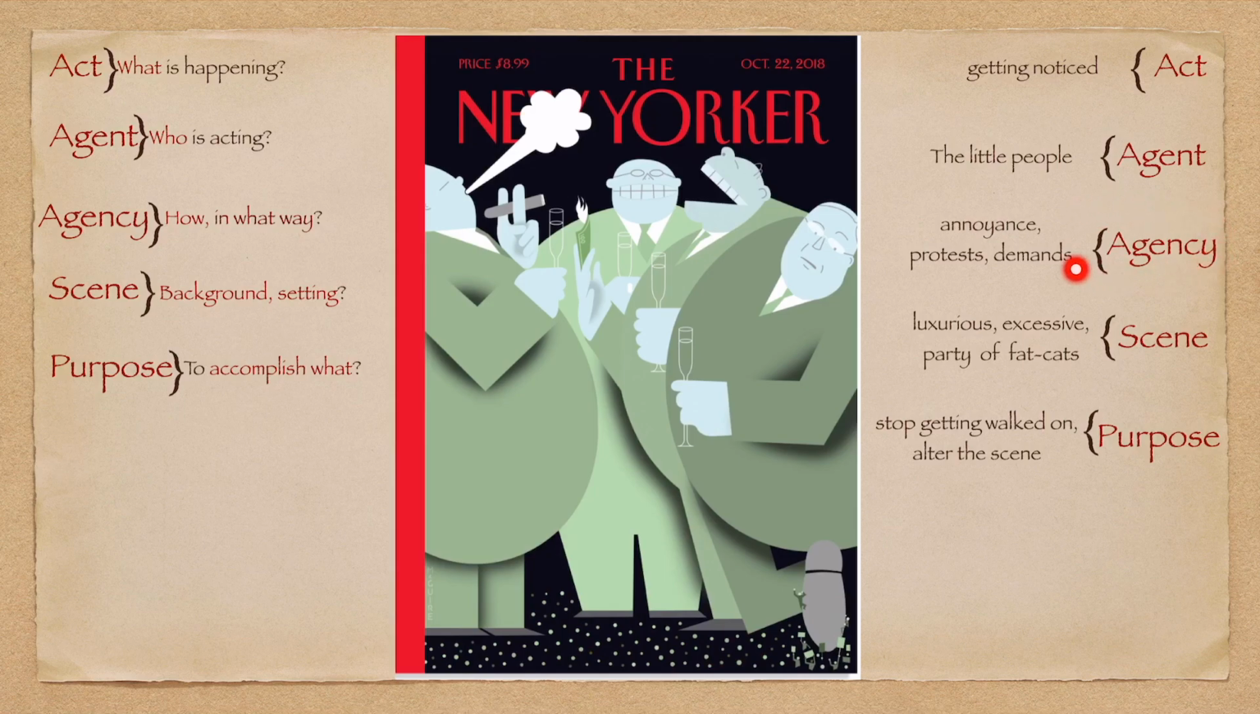We asked, how are they doing it? Because they're trying to annoy, they're protesting, they're screaming and making demands at the luxurious fat cat people up here who are having their party. That's our scene. And their intent was, what's the purpose of the act? What's the intent of these actors? Well, it's to stop getting walked on, to change the setting.